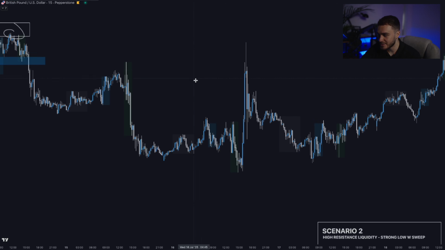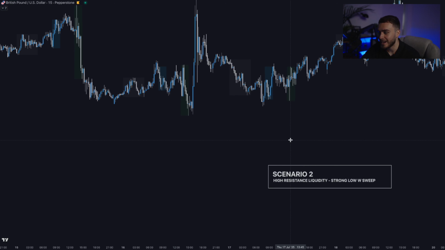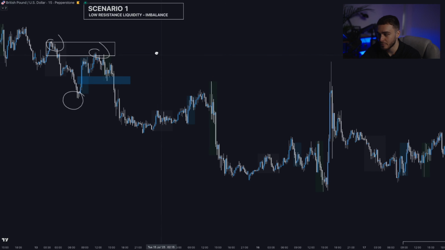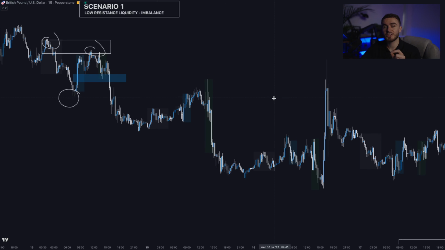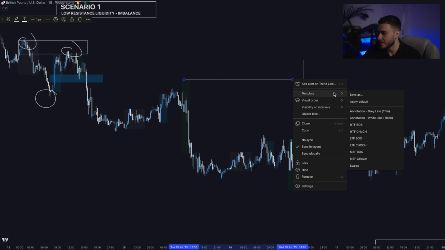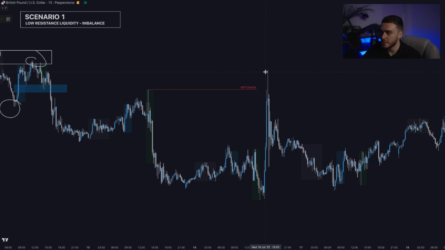Now, the second scenario we're going to be looking at is the high resistance liquidity. So this is where we have a strong low with a sweep. Now you can clearly see for the longest while, price has literally just been moving in this downtrend. But where did we start to see a complete flip of that? Well, it's as soon as we got our first sign of a change of character. Now, to be fair, when it comes to this change of character, it was only a wick break.